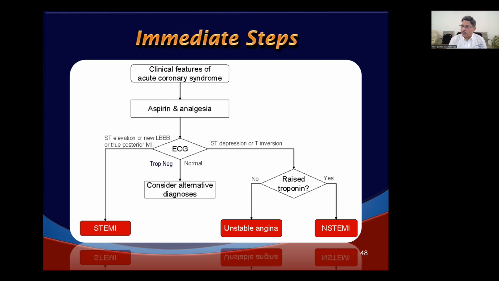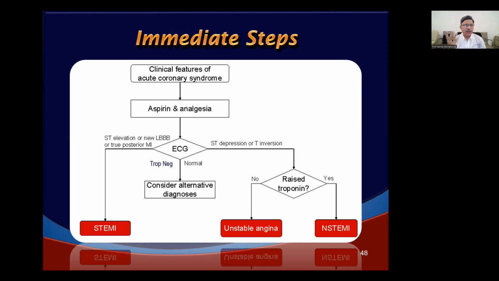Not the first one. First one is aspirin. That's what I'm telling. Don't look for the ECG machine, technician and all that. The battery is not working, the ECG technician has gone for tea. All those things will not work. Give aspirin 325. Then look for ECG.